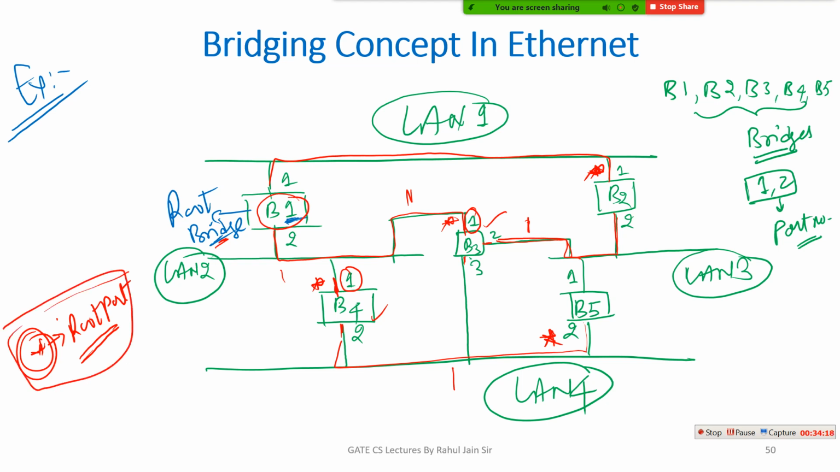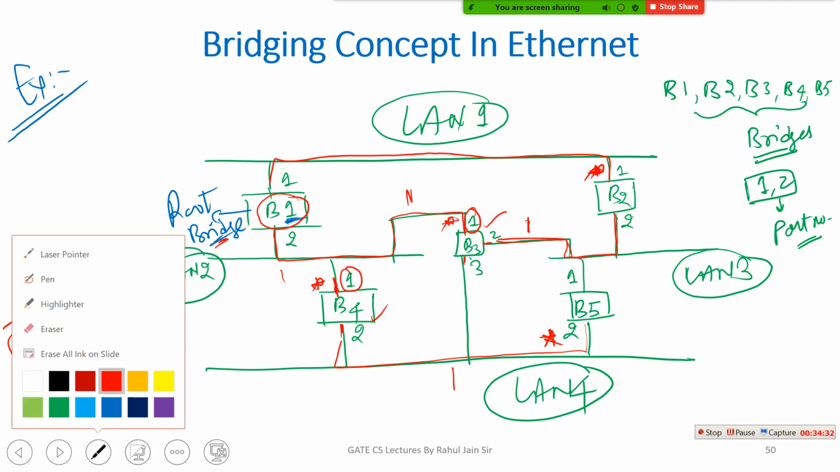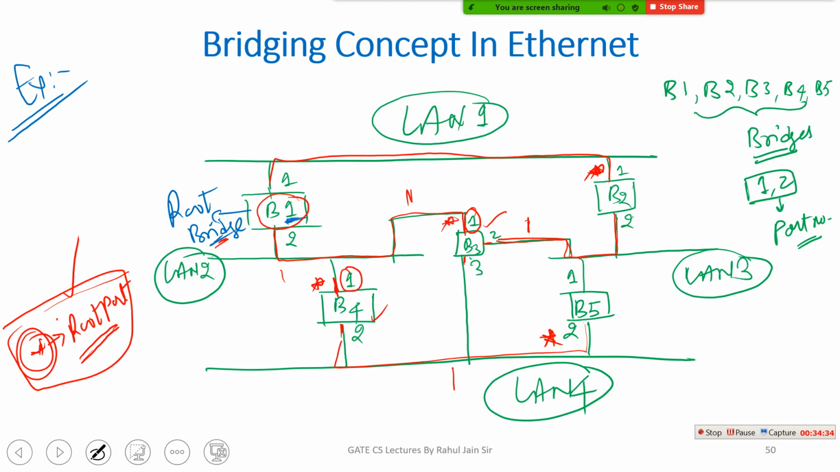So how I assigned a root port to each bridge, is it clear, guys? Please comment on how I assigned a root port to each bridge. Is it clear to everybody? Good. Very good, guys.